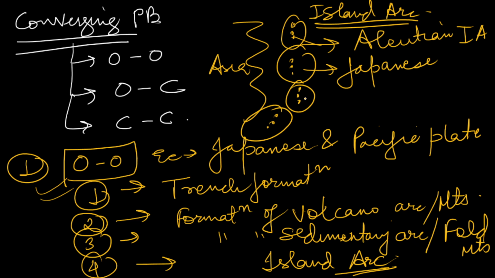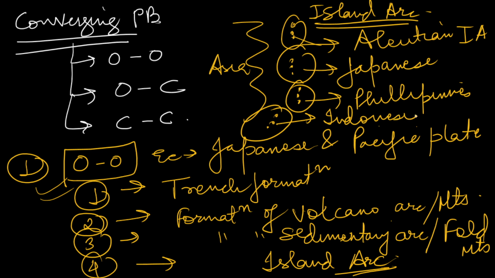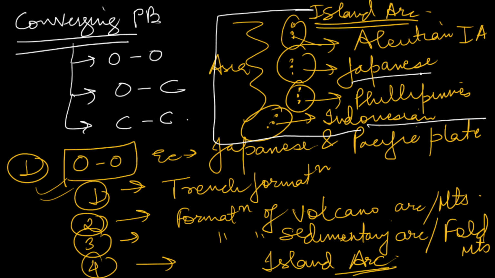Third one is the Philippines island arc. And the fourth one here is the Indonesian island arc. So do remember them north to south. These island arcs, north to south, there are high chances that this could be asked. So from north to south, when you go to the islands, first we have got Aleutian Islands, then Japanese Islands, then Philippines, then Indonesian. This is north to south. So do remember it. So this was about ocean-ocean convergence.